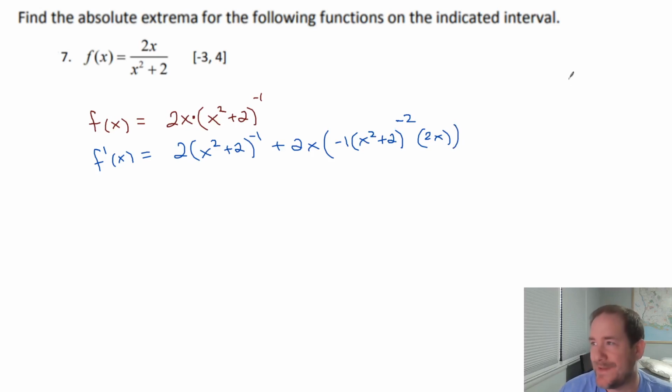Yep. Okay, that's everything. Now from here we would need to clean up. This is going to be the biggest pain in the butt, I guess. But this would be 2 over x squared plus 2.